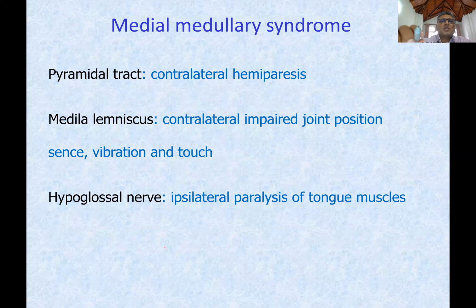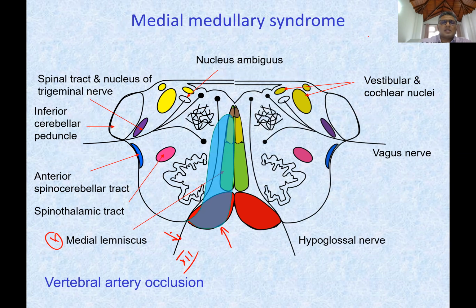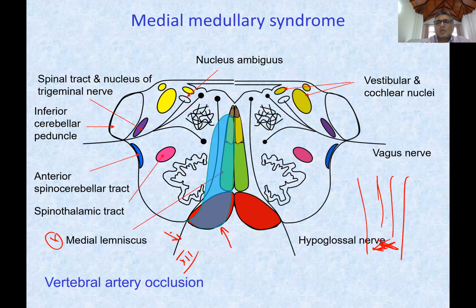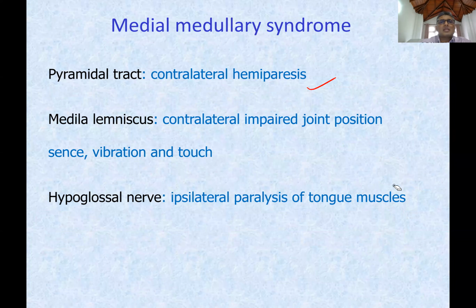So this is the pyramidal tract. You get opposite side hemiparesis. Why is that? Because this crossing takes place even below that. If this is your medulla and your pyramidal tracts are like this, then the crossing takes place lower down here. The section has been taken at a higher level, so they will have crossed already. So you get contralateral hemiparesis.